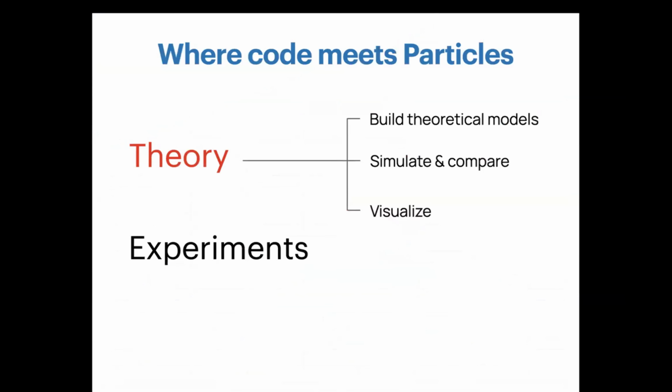So where does code meet the particles? Computing in particle physics comes in two flavors, theory and experiment. I personally live on the theory side. We basically write models with pen and paper, use coding to compute real life observables, and do some simulations. So mostly I just fire up Python and C++ to do that.